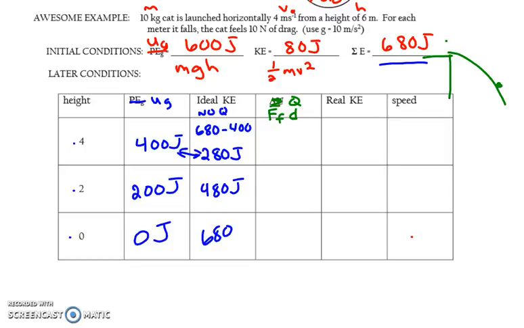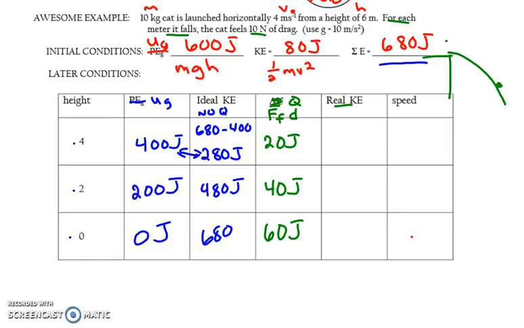Now, go back to our information. It says for each meter it falls, it feels 10 newtons of drag. So when we're at a height of 4, it has fallen 2 meters from the 6, times 10 newtons, that's 20 joules lost to heat. At a height of 2, we've fallen 4 meters, so 4 times 10 gives us 40 joules lost to thermal. And then just before the ground, we've fallen 6 meters, 6 times 10, there's 60 joules lost. Now we can calculate what the real KE is.